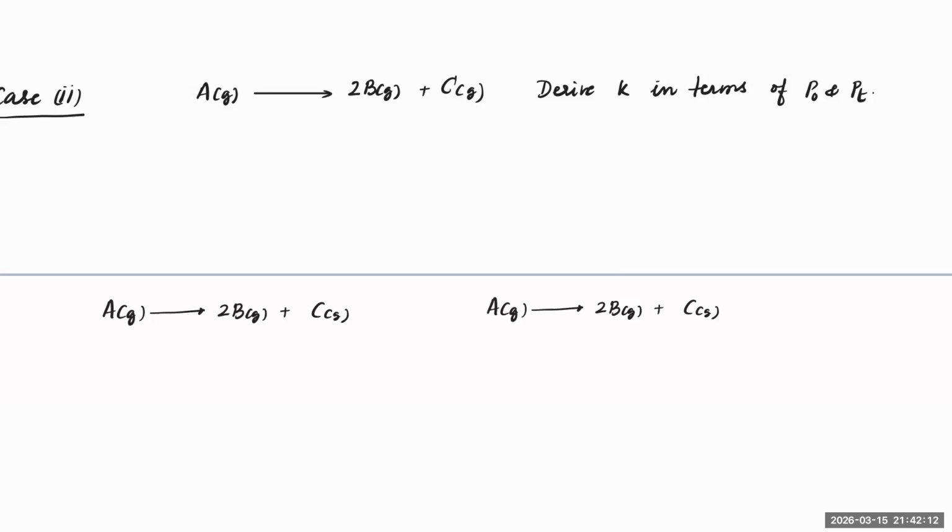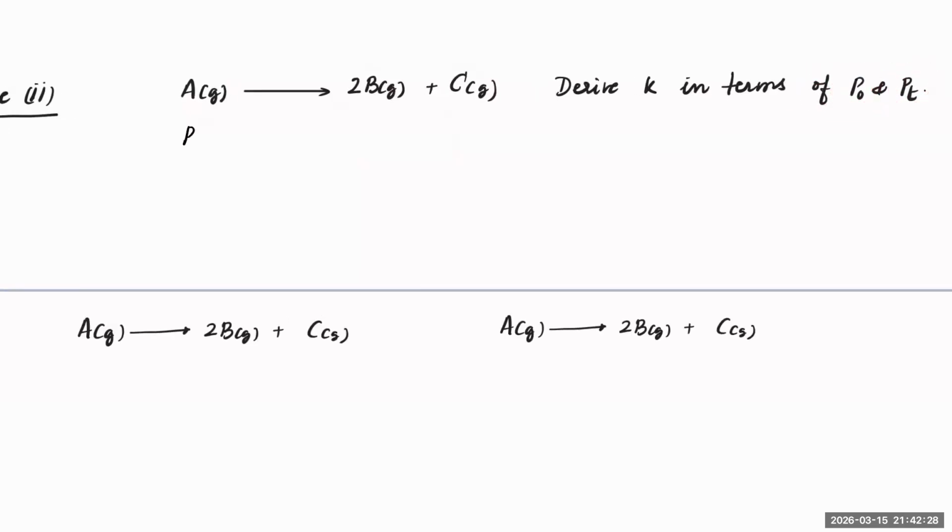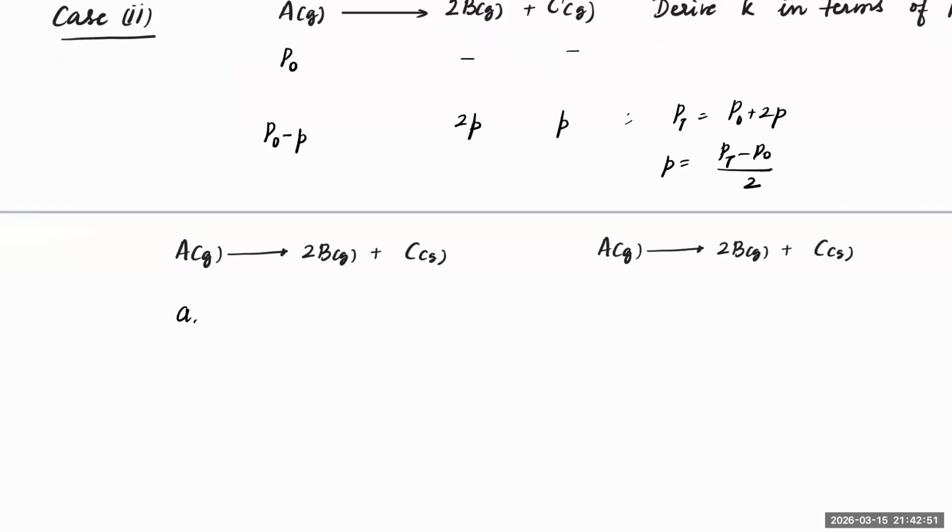Let's check case 2 here. In case 2, what we are trying to do is, if A is giving 2B plus C, stoichiometrically the values are different here. That's all. Rest all is the same. And the same thing I have to do, I have to express that in terms of P naught and PT. So let's write that. Initially this will be P naught, right? Now this will become P naught minus P, 2P and P. So the total pressure will be equal to P naught plus 2P. So P will be equal to PT minus P naught by 2. Okay, correct. And we know that we can write this as A naught and A naught minus X, 2X and X. This is at time T.